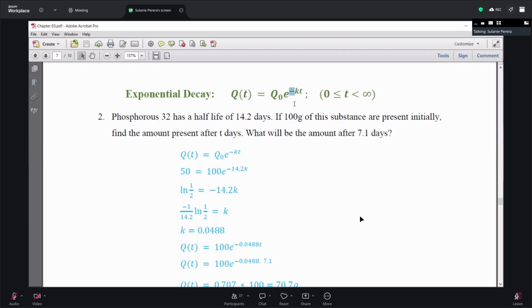So what does it say? Phosphorus 32 has a half-life of 14.2 days. If 100 grams of this substance are present initially, find the amount present after t days. What will be the amount present after 7.1 days? So can you all try this? Can you all try it?